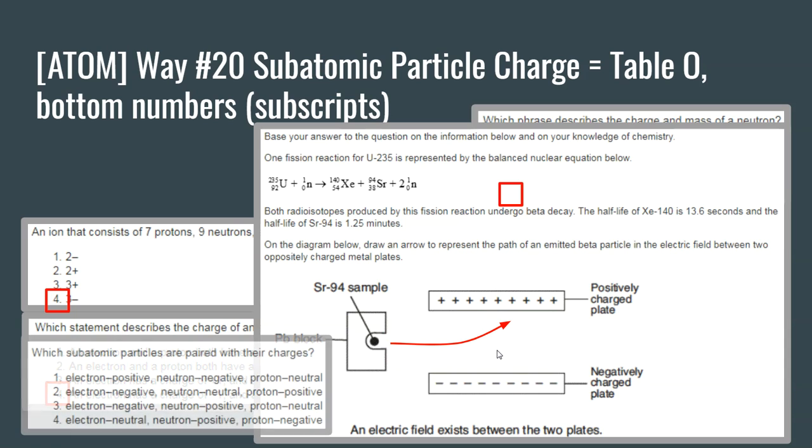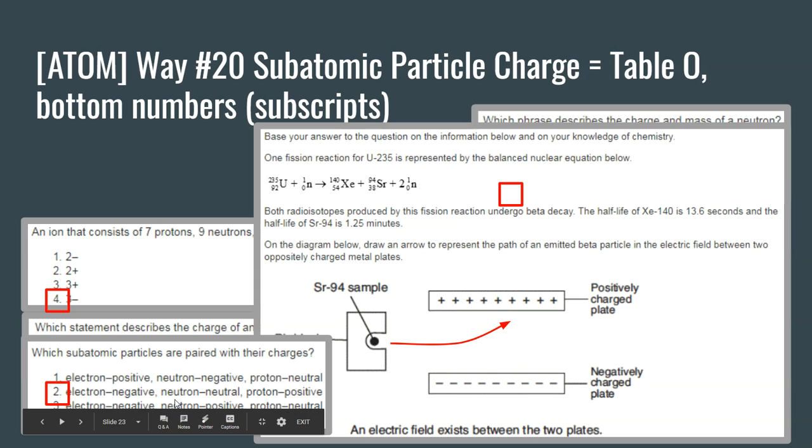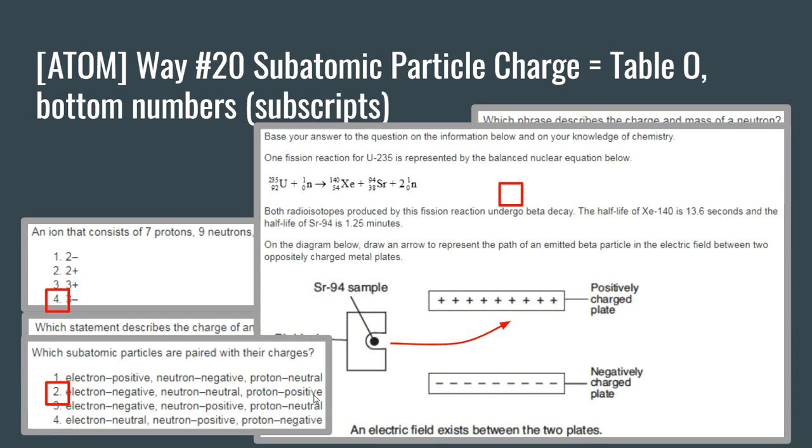Next problem. Which subatomic particles are paired with their charges? Once again, use Table O. This problem becomes very simple. Electrons are negative. They have a negative 1 charge. Neutrons are 0. They have a 0 charge. And protons have a positive 1 charge. So the only possible answer is answer choice 2.